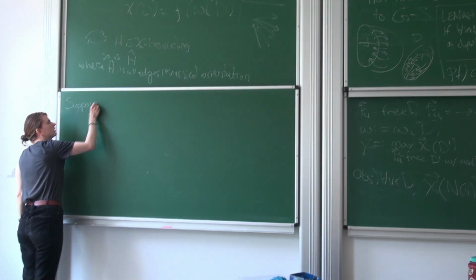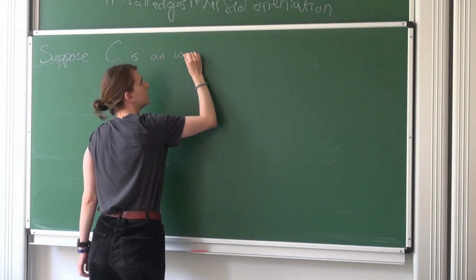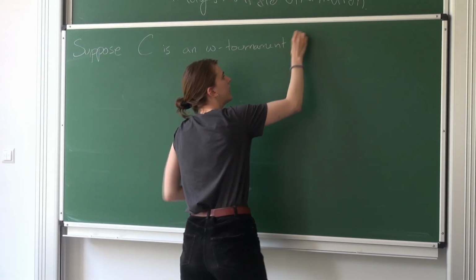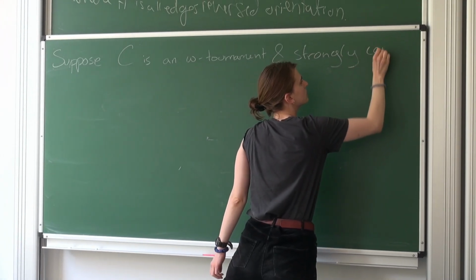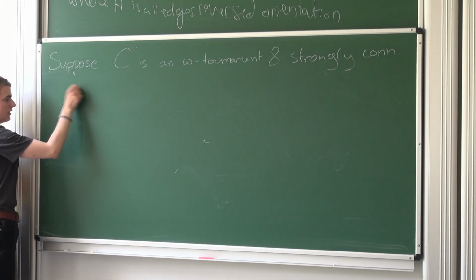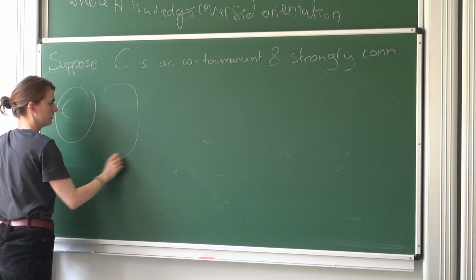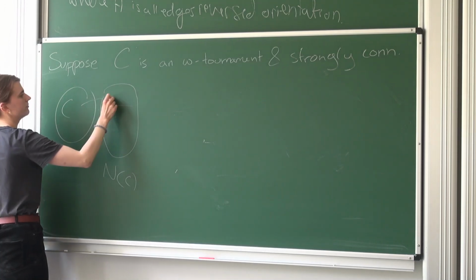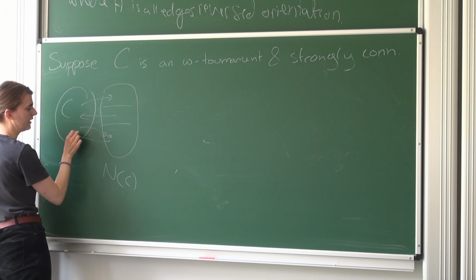So suppose C is an omega tournament and strongly connected. Okay, so I'm going to look at C, and then I'm going to look at the neighbors of C. And so there's the neighbors that have just in-neighbors, the ones that have just out-neighbors, and there's the ones where every vertex has both an in-neighbor and an out-neighbor in C.